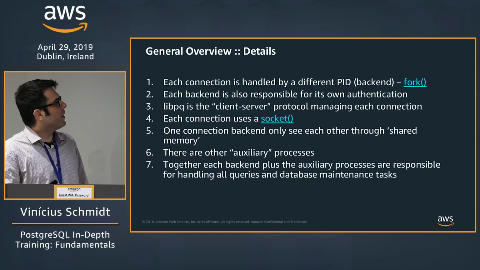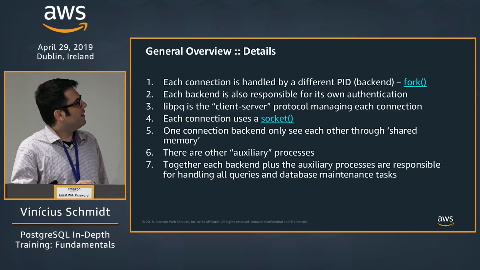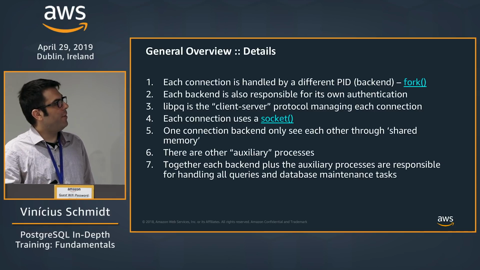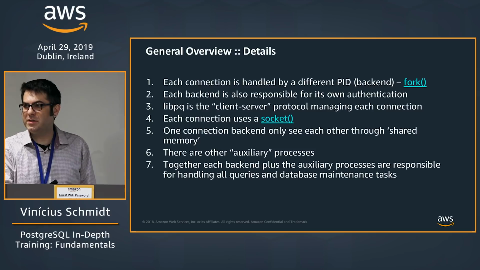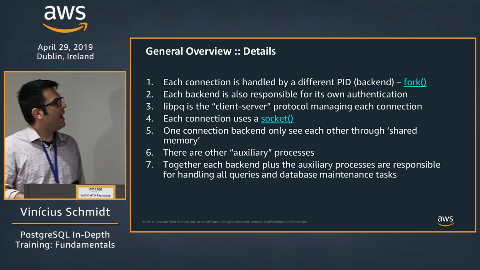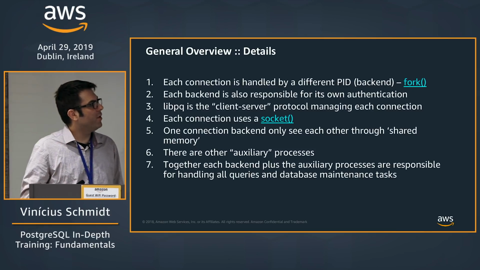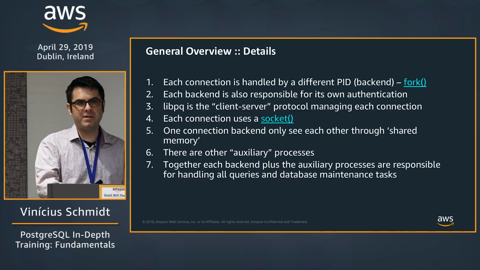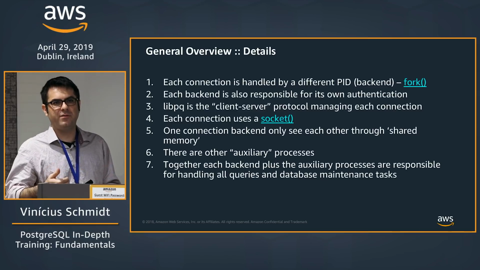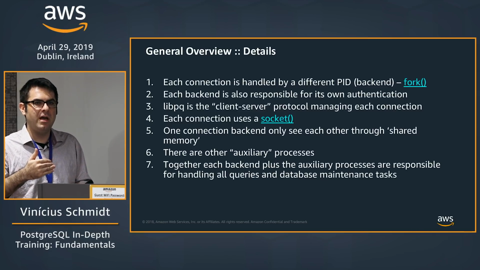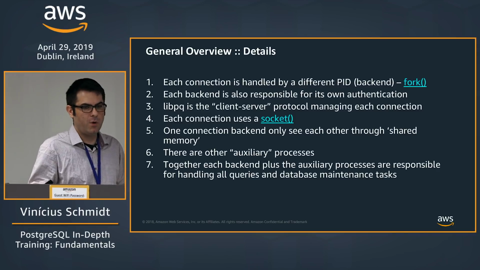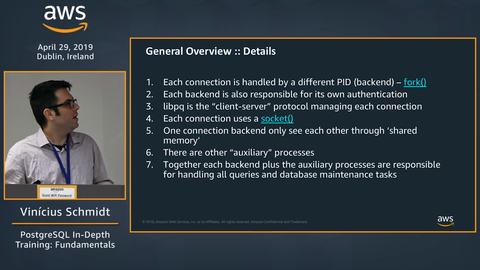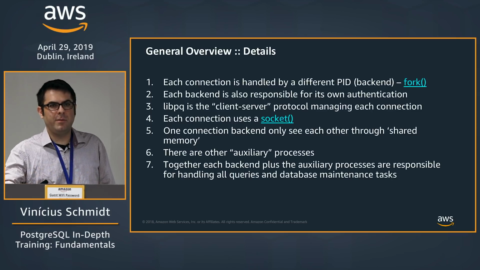So you will see that each connection is now handled by a different process ID, a different backend, through those fork processes. Okay. And each backend is also responsible for its own authentication. So you kind of fork first to have that process authenticate for you, and if that authentication is wrong, your password's wrong, your user's wrong, then the process will terminate itself.